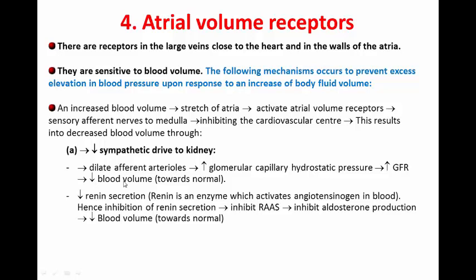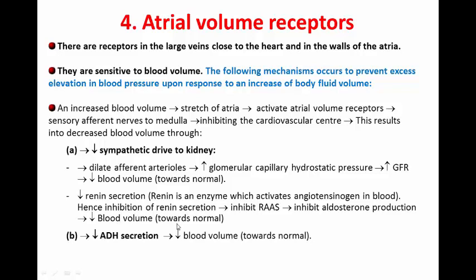towards normal. With the decreased sympathetic outflow to the kidneys, renin secretion is decreased, and you all know that renin is an enzyme which activates angiotensinogen in the blood, as was described in a previous lecture. Hence, the inhibition of renin secretion inhibits the renin-angiotensin-aldosterone system, resulting in inhibition of aldosterone production. Thus, blood volume is lowered towards normal.